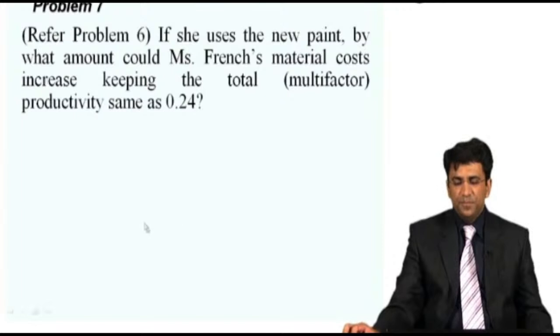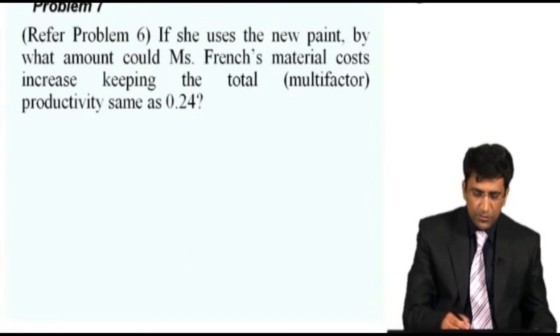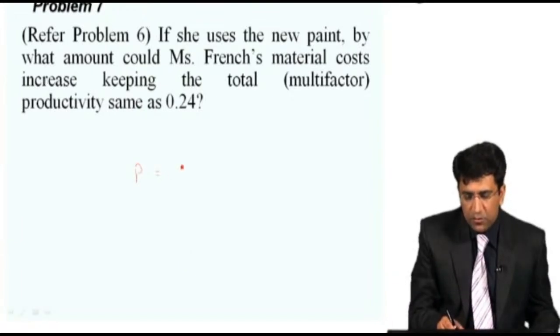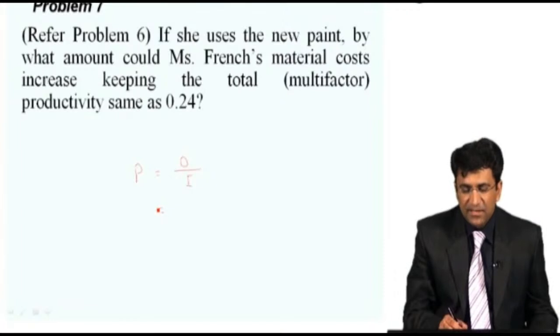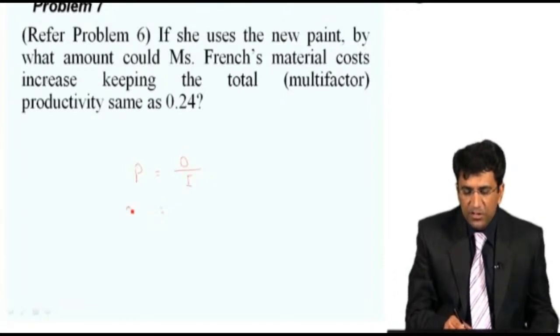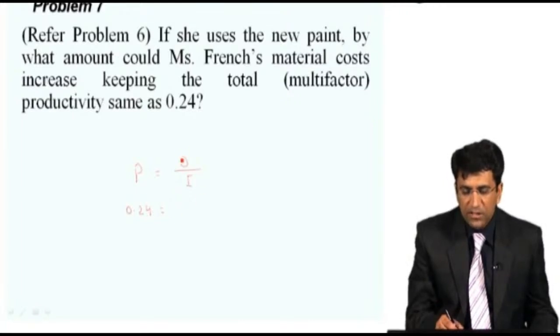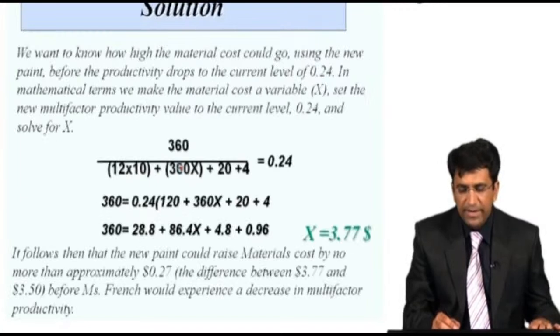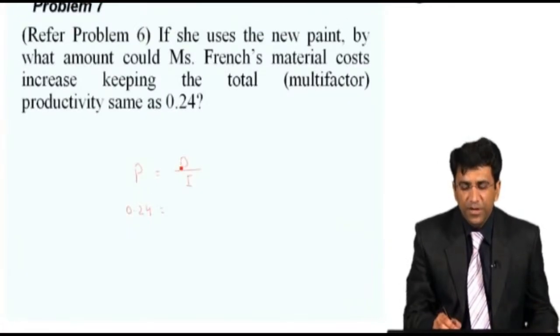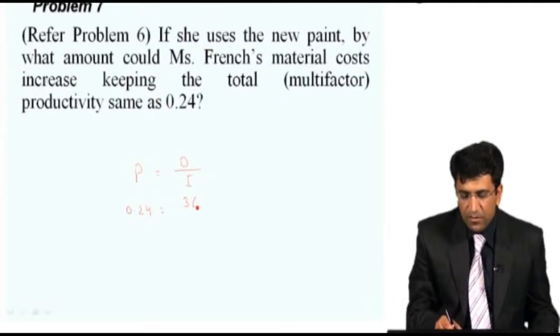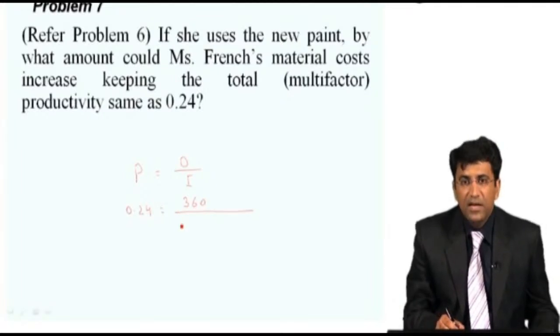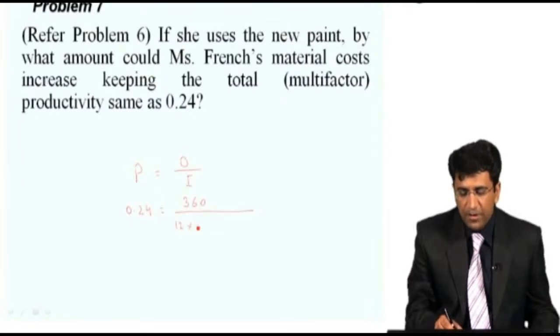Now students, as you know, productivity is equal to output over input. Now it is being said in this example that productivity should remain the same. So we can put this 0.24 on the left hand side of this equation. Now what is the output? You can see from the previous example that our output for the new paint is 360. So this 360 will be here. Our labor cost is again the same, which was 12 multiplied by 10.